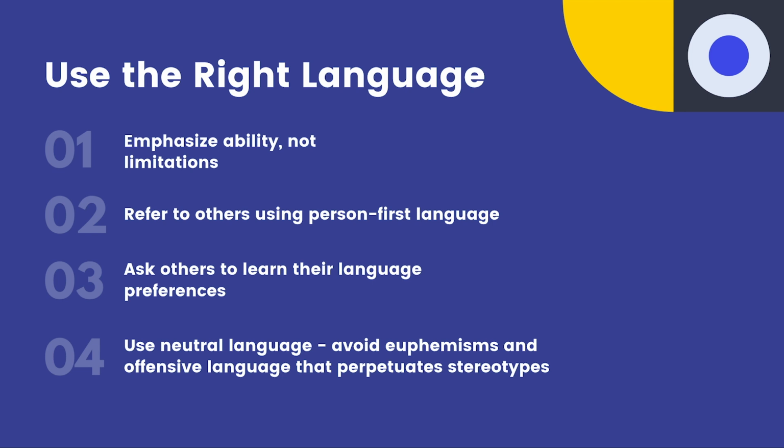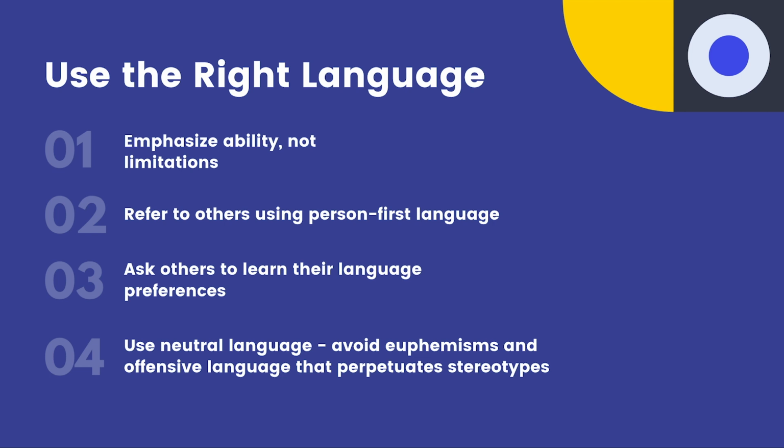Person-first language is when you refer to someone using the word person first, as opposed to emphasizing their disability first. So instead of calling someone a blind person, you want to make sure that you're calling them a person with visual impairments or a person who is blind.